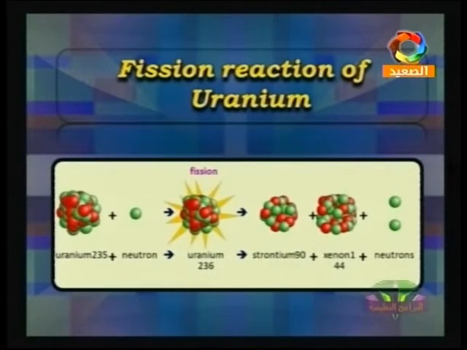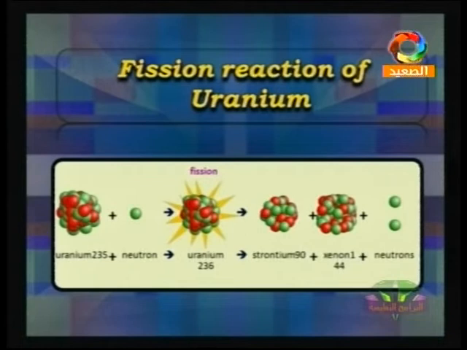And here we have the fission reaction of uranium. Uranium has a mass number of 235, a very big one. We have one neutron plus uranium 235. What will happen? We have a fission. Uranium changes into 236 because I add one neutron to uranium 235. After that we have a critical mass and critical volume, leading to an explosion or decomposition of this type of atom.